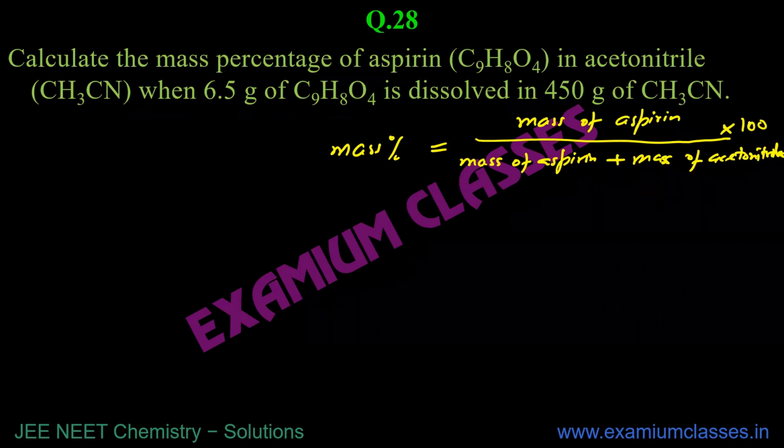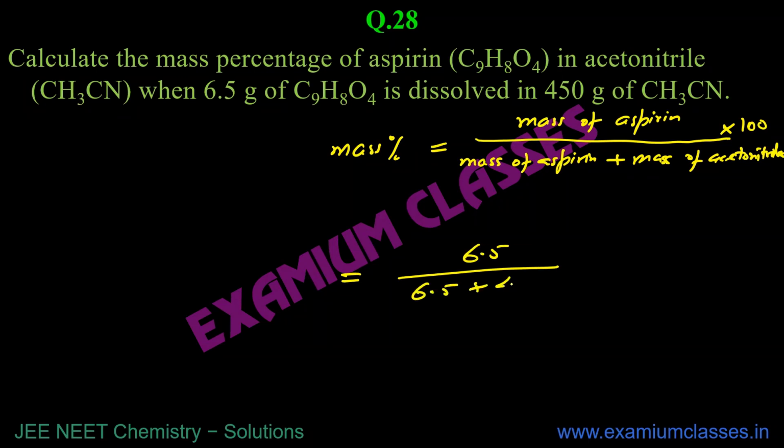Substitute the values. So it is simply 6.5 divided by 6.5 plus 450, into 100. I think probably NCERT wanted to check whether you remember the concept. Otherwise, it is straightforward. So once you solve, you will get this one as 1.424%.